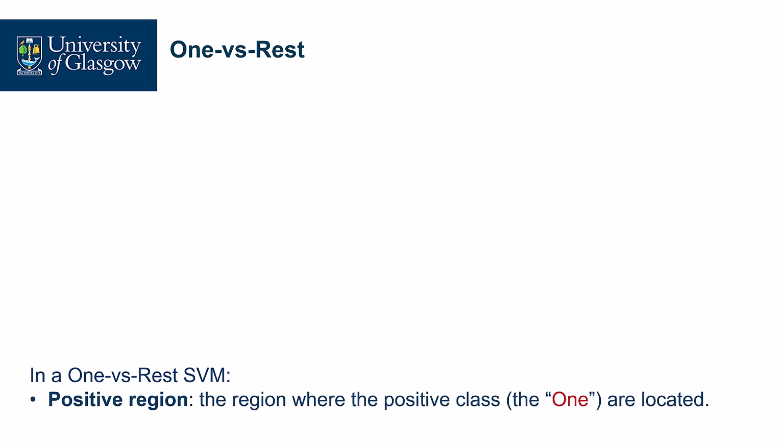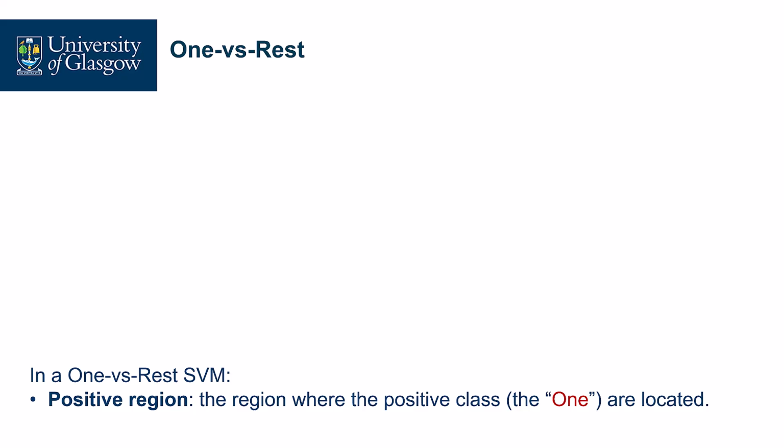Then how can we use them? Before that, I first introduce two concepts. The first one we call the positive region. The positive region is the region where the positive class, the 1 over rest, that's the 1, is located.